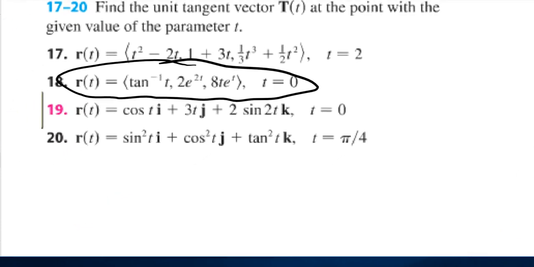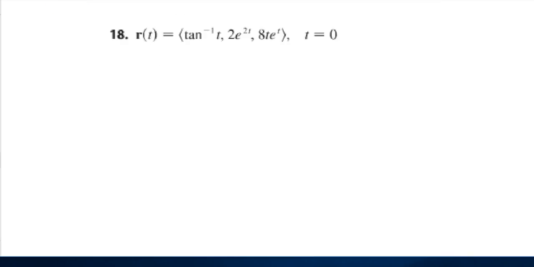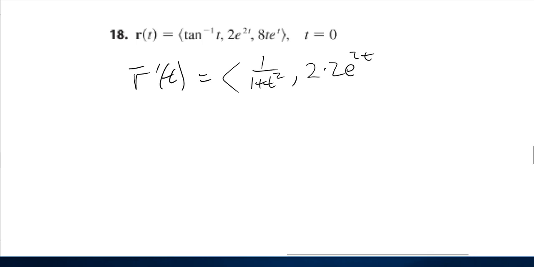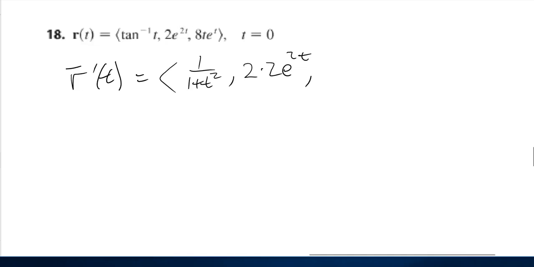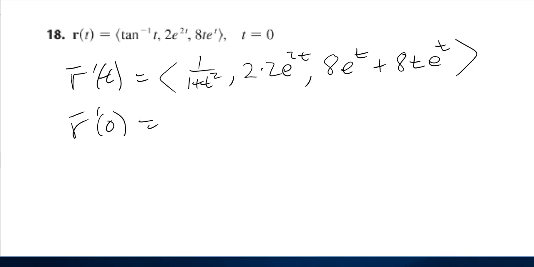So what I'm going to do is I'm going to cut this and paste it. Okay, so here we are. So we're going to do r prime of t. The derivative of inverse tangent is 1 over 1 plus t squared. And then the derivative of this one is 2 times 2 e to the 2t. And the derivative of the last one is the product rule, so that's 8 e to the t plus 8t e to the t. Now r prime of 0 is going to be 1, 4, because e to the 0 is 1. And then comma, this guy will make that part 0, so this is 8.